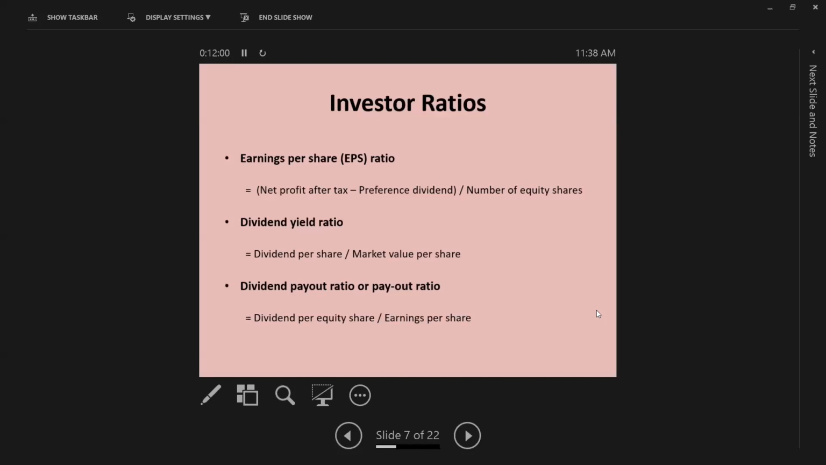Then the next one is the dividend payout ratio. Here we are going to see the dividend per equity share. How are we going to take the dividend per equity share? First we take the overall dividend and then divide it by the number of shares. Then we compare it with the earnings per share. So we can say how much we are going to retain in the company and how much we are going to distribute to the common equity holders as dividend.